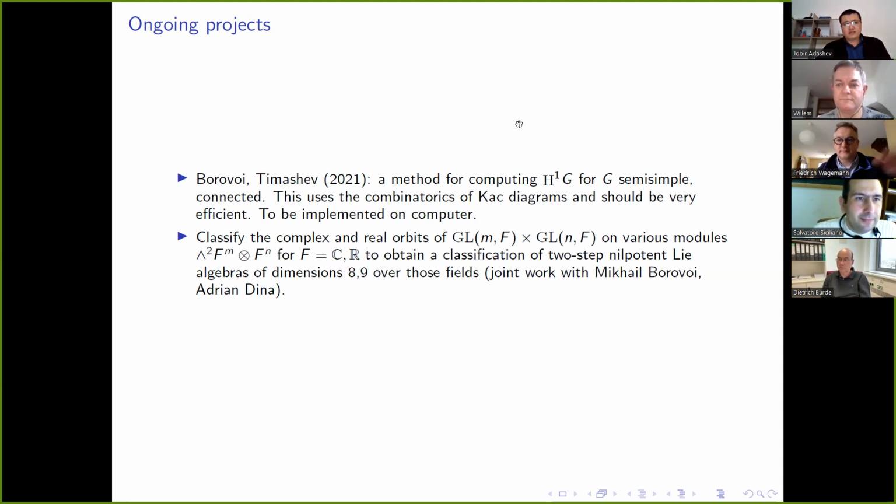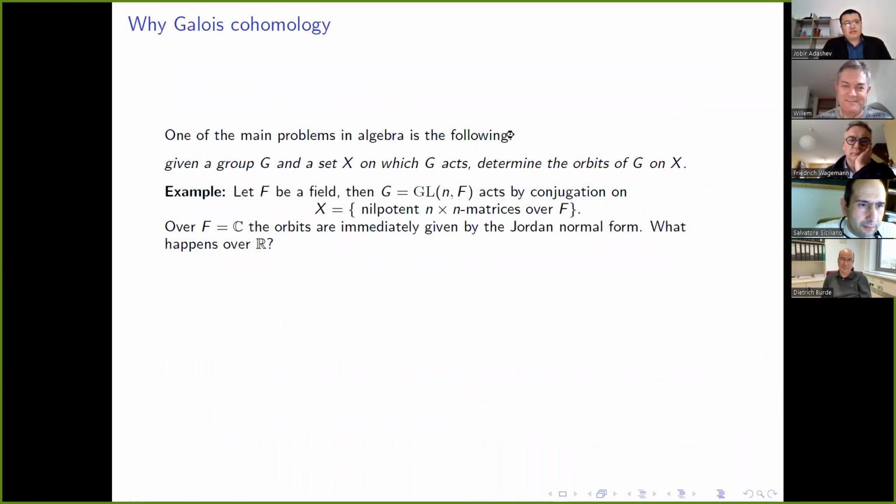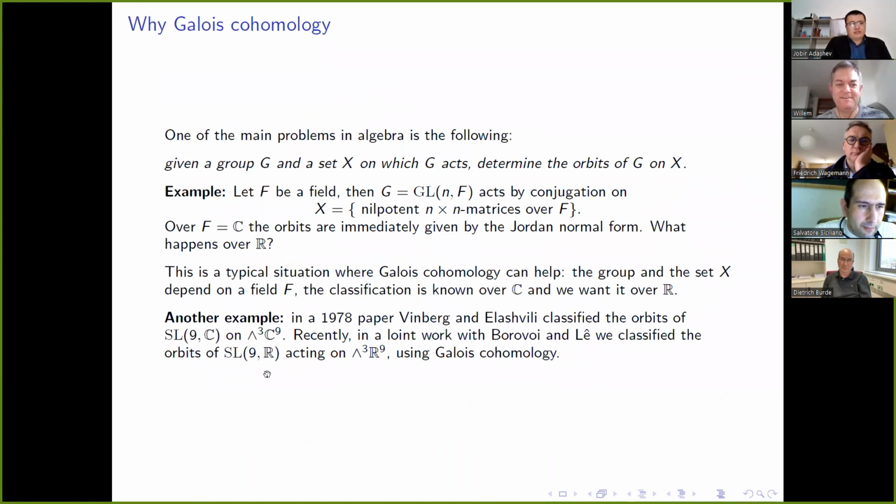So I didn't catch, what is the result about the original problem? You mentioned at the beginning, there was this result of Elashvili and Vinberg. Then you said you want to consider this in the real case. So what is the result? Ah, you mean the orbits of SL_n... So the result is an orbit classification. But I cannot really describe it here.